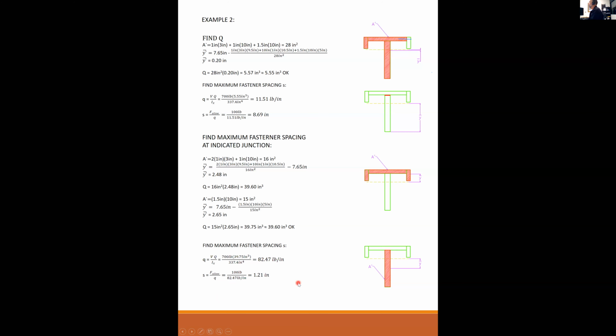Quite a difference. I can't put my nails, and here I'll draw, we're talking about now nails that are going this way. And in the coordinate system in and out of the page, those nails cannot be spaced more than 1.21 inches apart, or you'll put too much force into each nail.